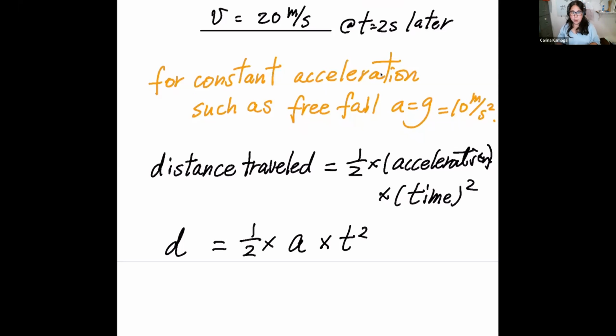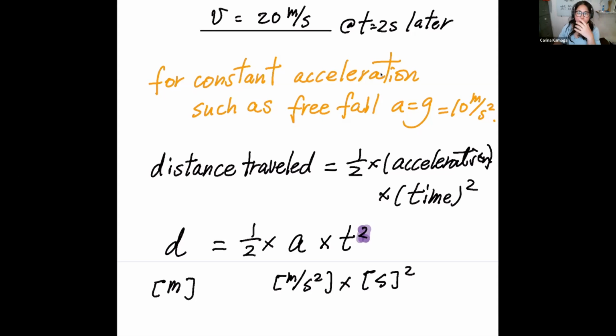Again, what's the unit for the acceleration? The unit of acceleration is meter per second squared. And then you multiply that with the unit for time, which is second. So we have a second squared. Meter per second squared times second squared equals meter, which is the unit for distance. So this makes sense.